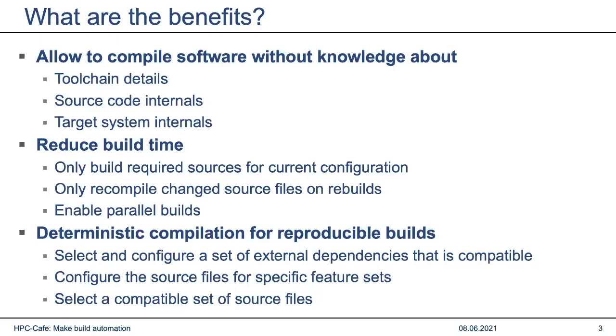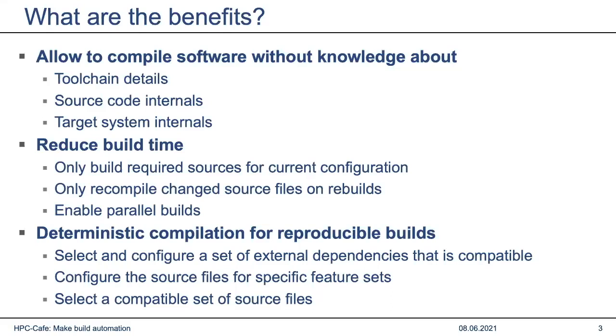Finally, the third reason why a build automation system is essential is you want to enable what is called deterministic compilation for reproducible builds. This sounds a bit strange in the beginning, but this is a non-trivial part. So you want to select and configure a set of external dependencies that is compatible. And for large codes, this can be really difficult. So codes that depend on a lot of external packages, and then those libraries probably depend again on other dependencies.